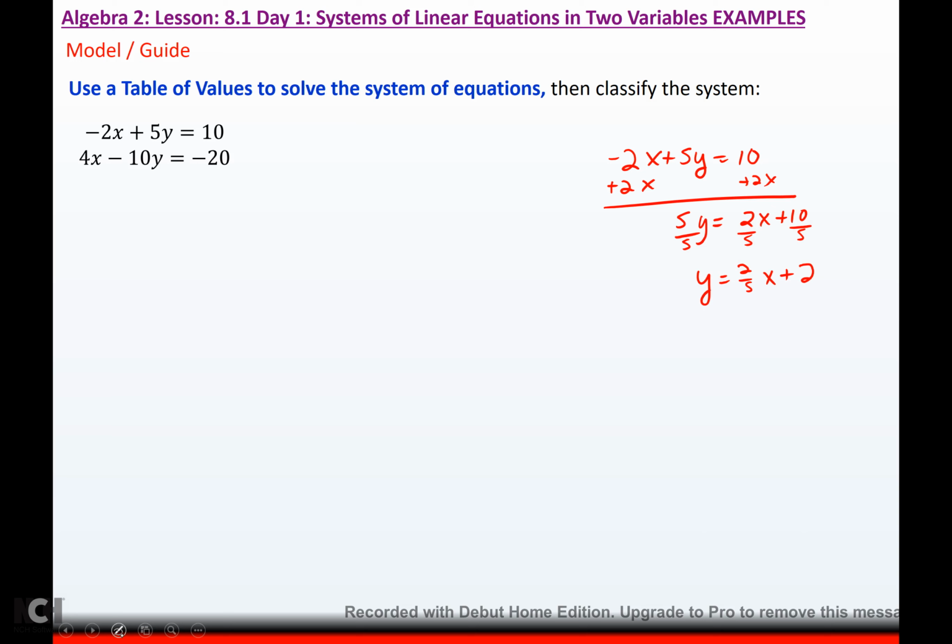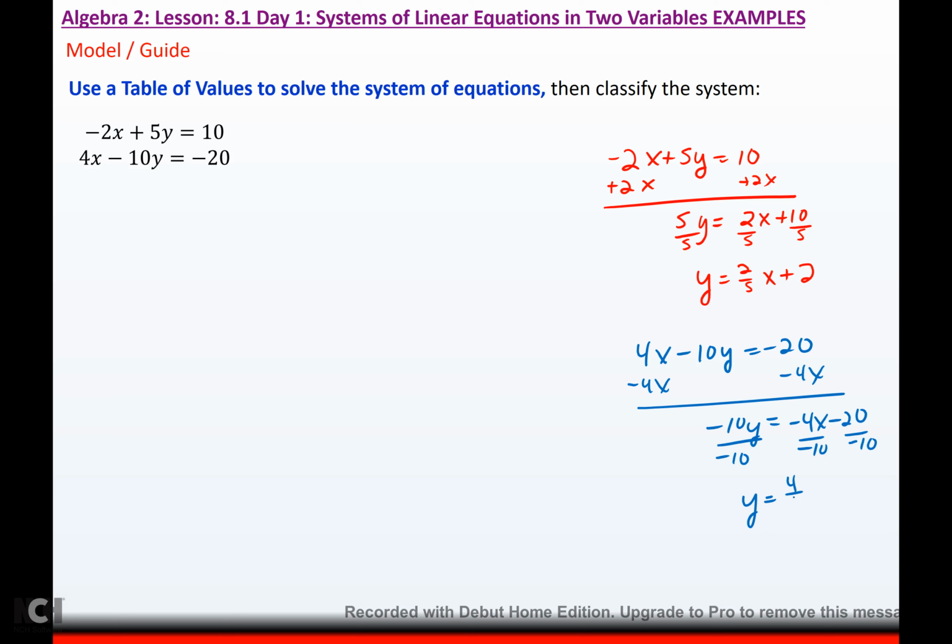My second equation, 4x minus 10y equals negative 20, minus 4x, I have negative 10y equals negative 4x minus 20. Divide by negative 10, I get y equals 4/10 x plus 2, which, if I simplified it, is going to be the exact same line. We already did this, actually.